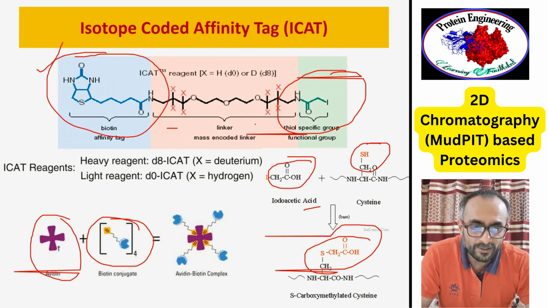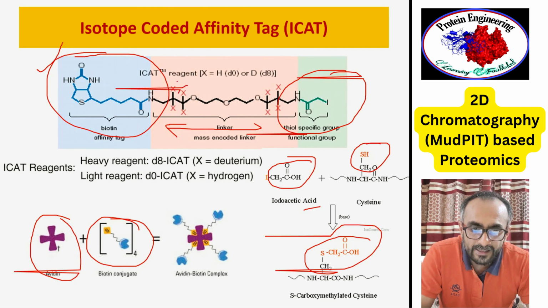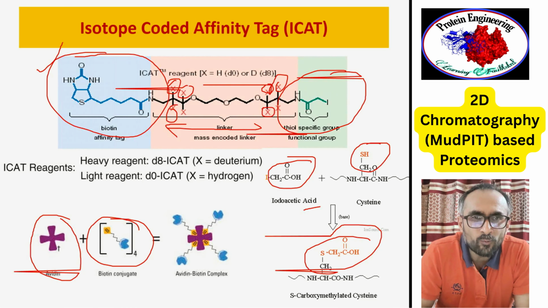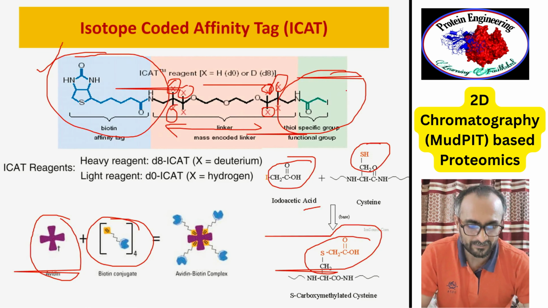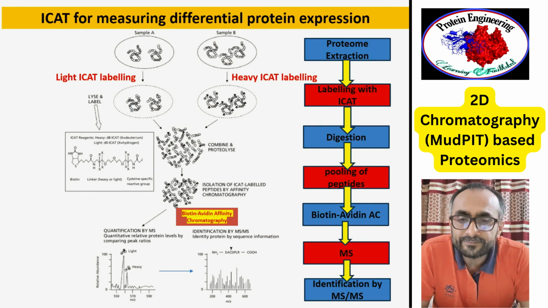Now these two groups in the ICAT reagent are connected through a linker region, and this linker has 8 replaceable hydrogen positions. So at these 8 positions you can have either H1 or H2. In that way you will have two types of tags. In one tag you have 8 H1 positions, and that is called the light tag. In the second tag, instead of H1 you have deuterium, H2, the isotope of hydrogen, and that will be the heavy tag. So the heavy and light tags are identical except they have a mass difference of 8 Dalton.